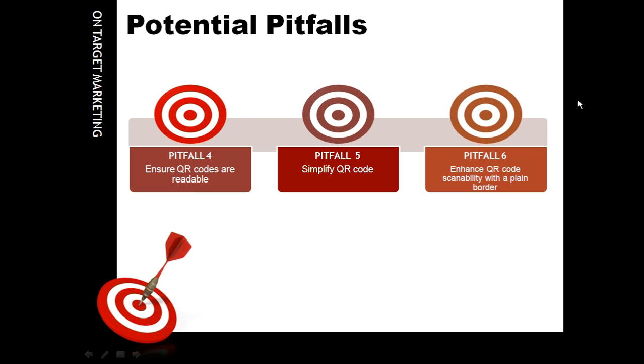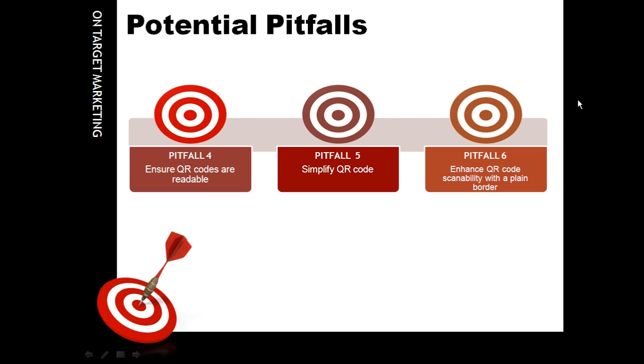What else could happen to you? Well, you need to ensure that QR codes are readable. Like ordinary text, QR codes become less effective if they're too small. One of the guidelines I want to give you is to make sure that when you're using QR codes, they're at least 1 inch square. Anything smaller than that could cause a problem for a smartphone QR code reader.